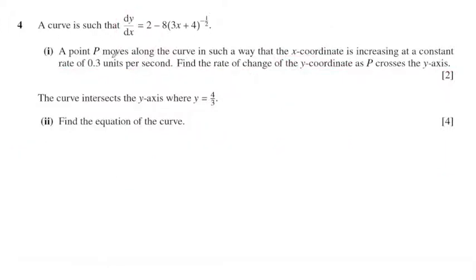Question 2. The curve intersects the y-axis where y equals 4 divided by 3. This means the point in this case is x equals 0 and y is 4 divided by 3. Okay, it means you have to find y. The question asks you to find the equation of the curve, so you have to integrate this one.